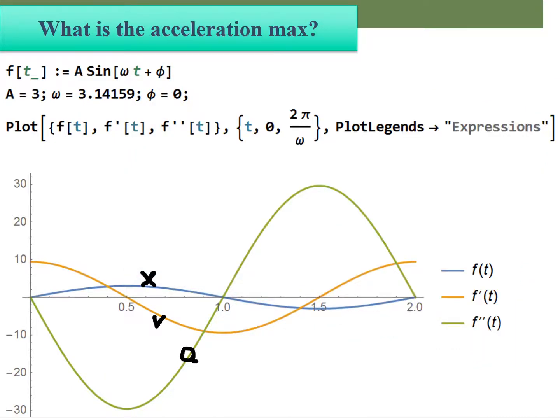How about acceleration? When is acceleration a max? Look at where the green curve is, this is the second derivative, our acceleration. Where does this max value happen? If we come up here, acceleration is max when velocity is 0. So the velocity slows to 0 when our amplitude is at a max.